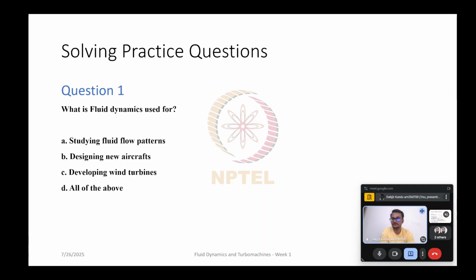Okay, so we have a response in favor of option A, that is studying fluid flow patterns. So let's take a look at the solution. It's actually not just A, so all of these are correct. So of course, it lets us study fluid flow patterns, but with the information and knowledge that we gain from those fluid flow patterns, we can apply that to a variety of problems. These are just two examples. So for designing newer and better aircrafts, we need to understand the aerodynamics of the aeroplane as a whole.